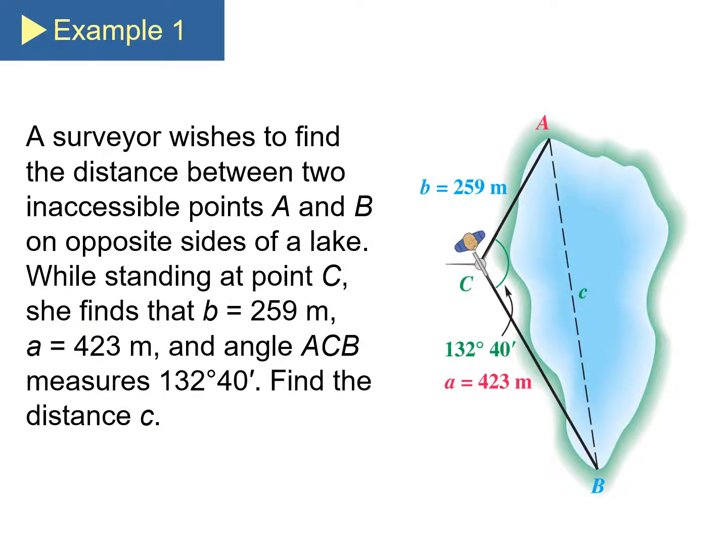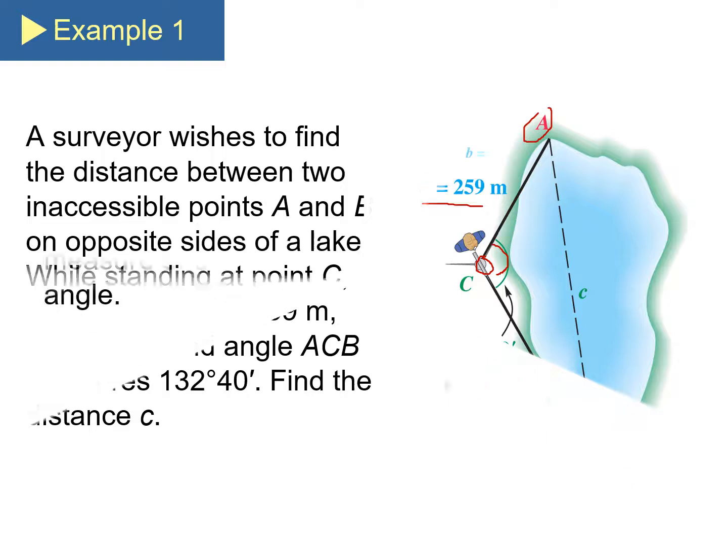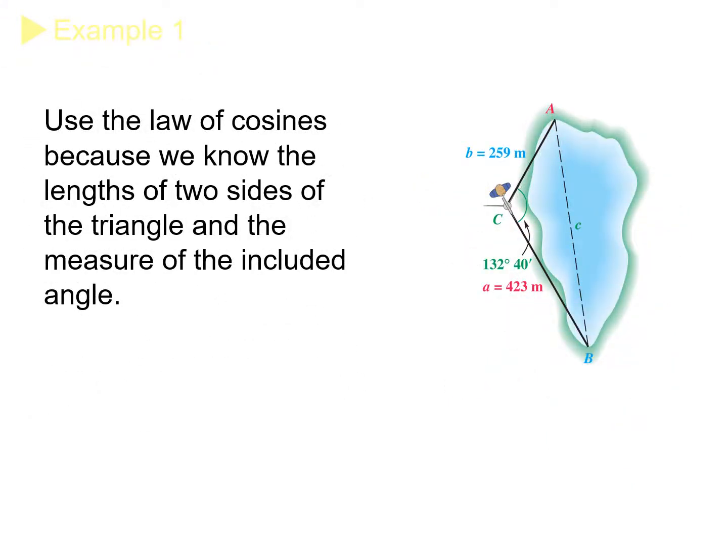Now suppose we have a surveyor who wants to find the distance between two inaccessible points A and B on opposite sides of a lake. While standing at point C, we find that b is 259 meters, while a is 423 meters. And I know the angle C is 132 degrees 40 minutes. Find the distance c. Well, we want to use the law of cosines because we know the lengths of two sides of the triangle and the measure of the included angle.